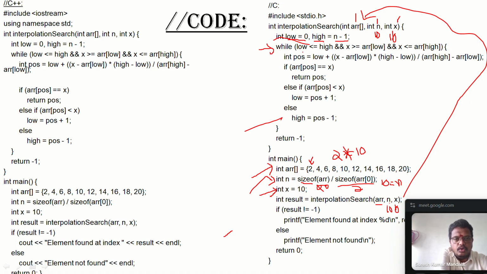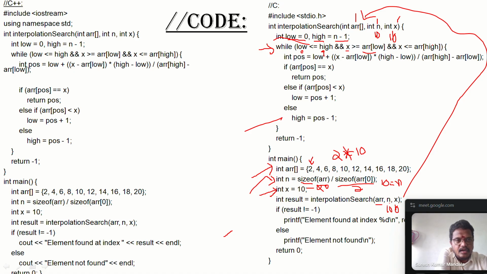In the while loop we will check low. Low is 0, 0 less than high. What is the high value? 9. 0 less than 9, the condition is true. And x is the target value, what is the target value? It is 10. 10 is greater than the arr of low. What is the arr of low? That is 2. 10 is greater than 2. Yes.